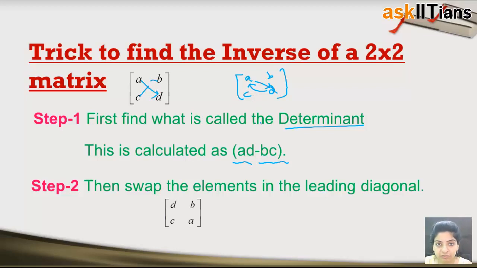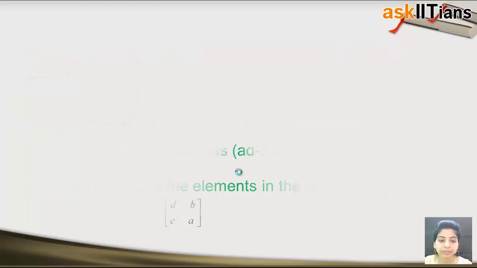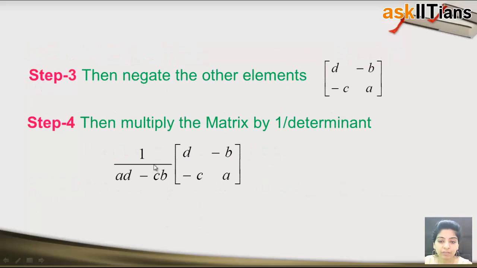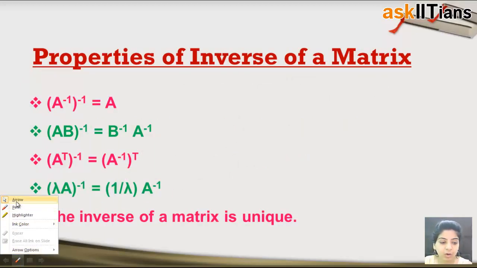Similarly, in order to compute the inverse, what we do is, first of all, you compute the determinant. That is simple, you can directly get it as AD minus BC. Then you swap these two elements, right? After swapping, you negate these two elements, and then finally you divide the whole quantity by the determinant. See, after negating, you will get this matrix, and then finally you multiply this quantity by 1 over determinant in order to get A inverse. This is quite simple.